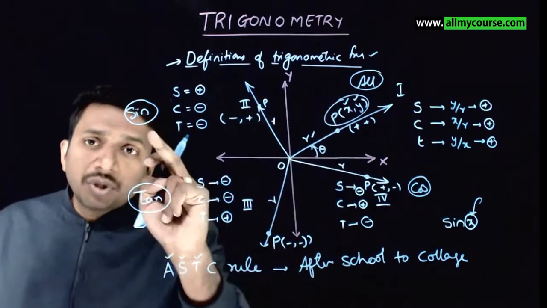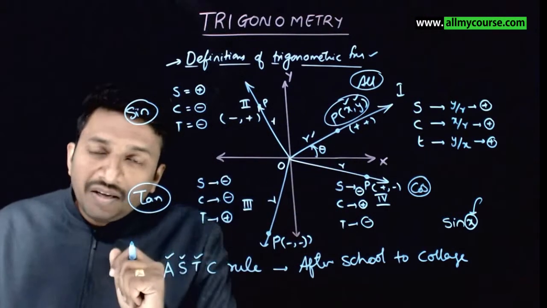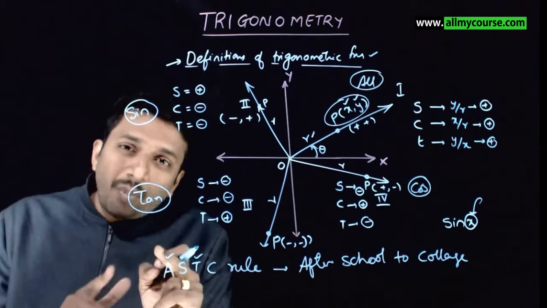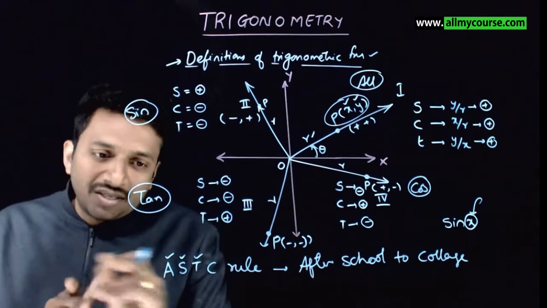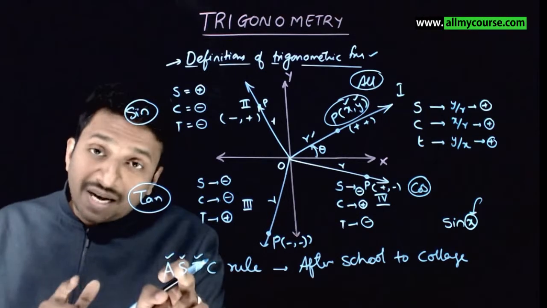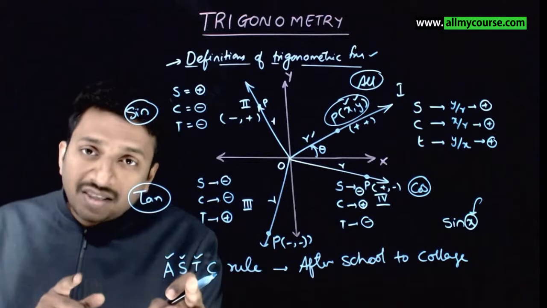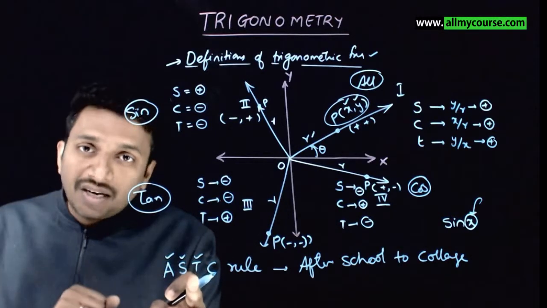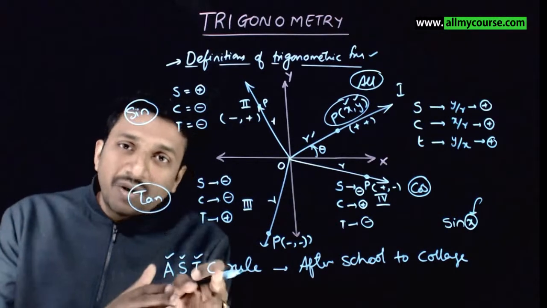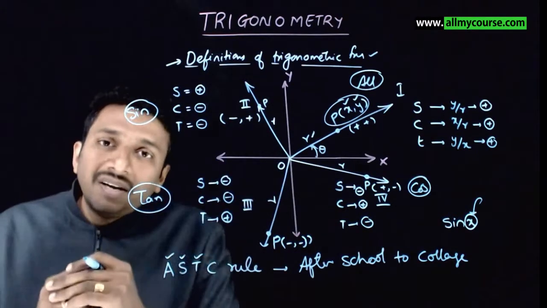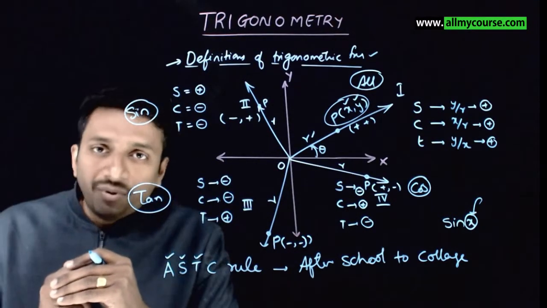ASTC, After School To College. So After School To College, ASTC gives you the positive ratios in different quadrants. In the first quadrant all are positive. In the second quadrant sin is positive, cos and tan are negative. In the third quadrant tan is positive, sin and cos are negative. In the fourth quadrant cos is positive, sin and tan are negative. So these are the signs of trigonometric ratios in the four quadrants.